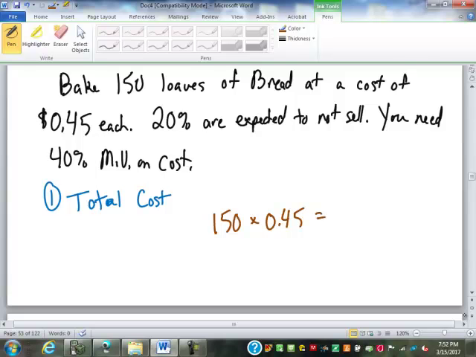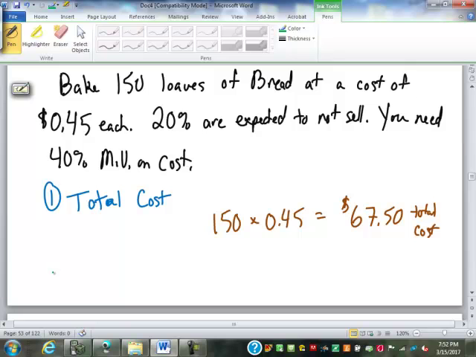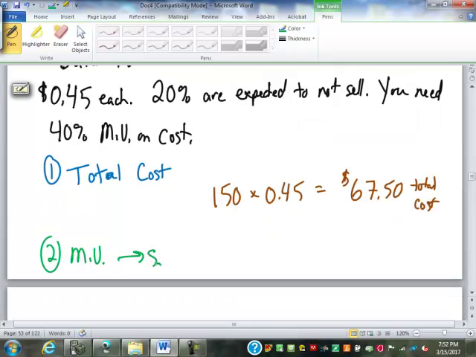Our first step is to find the total cost. So 150 loaves times 45 cents a loaf is what, 67.50. I couldn't remember what popped up on my calculator there. So total cost. What's step 2? You bet. Do the markup to find the selling price in our chart.